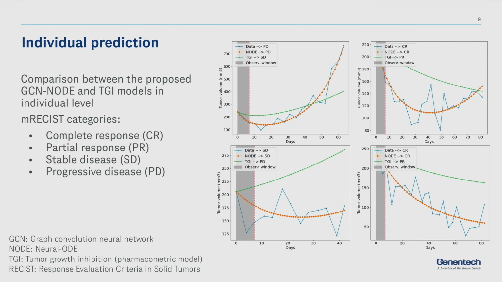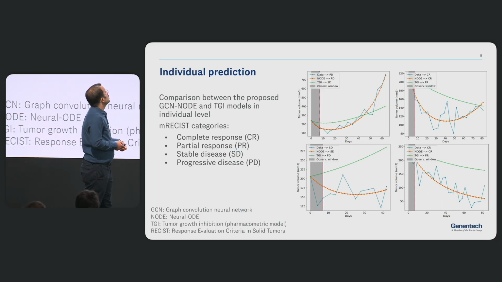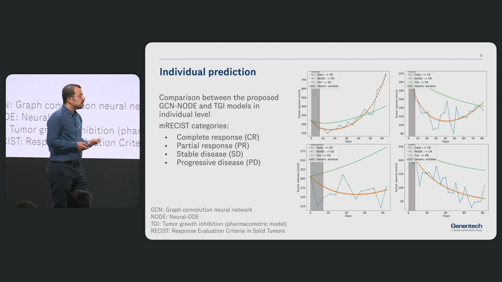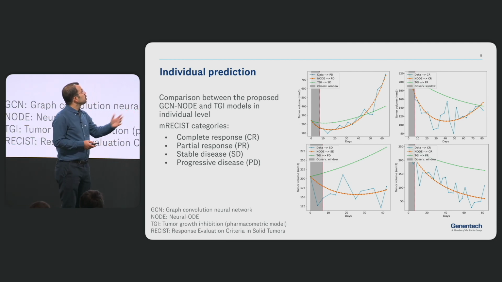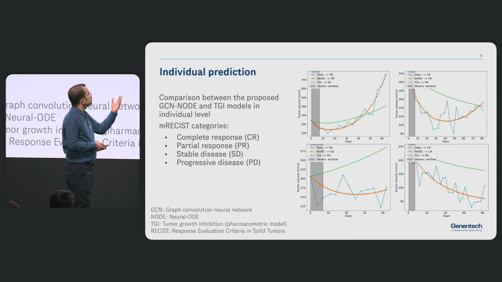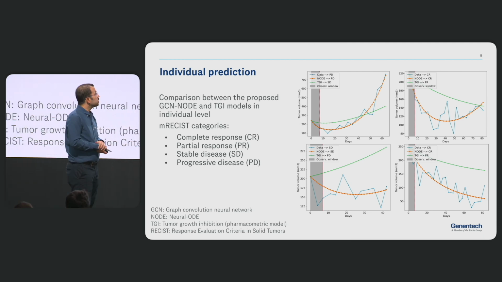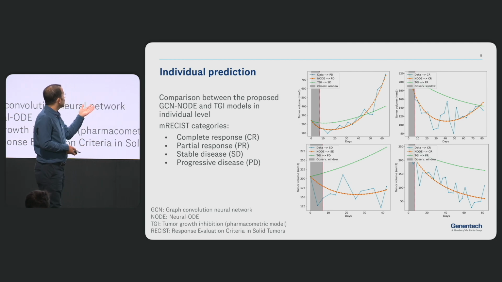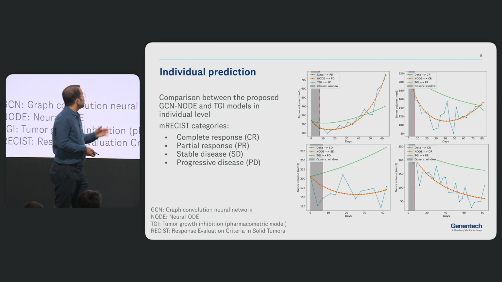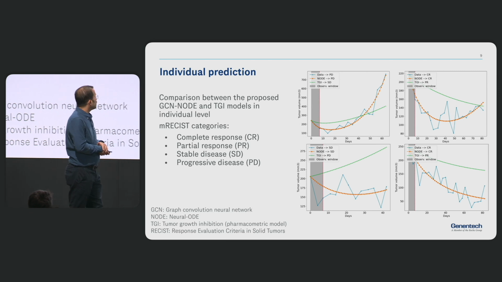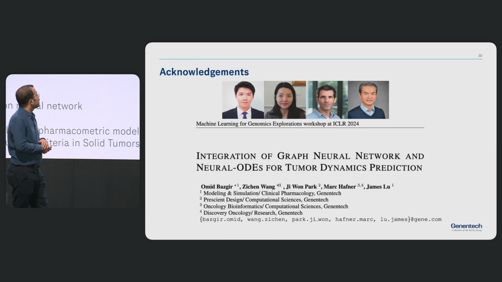For instance, on the top left, we have a patient with progressive disease. Our model is able to capture that as progressive disease, but the TGI metric classifies that as stable disease. And so on and so forth for the other patients. We have another patient with complete response, which TGI considers as partial response. We have another patient with stable disease, which TGI considers as progressive disease, and so on.